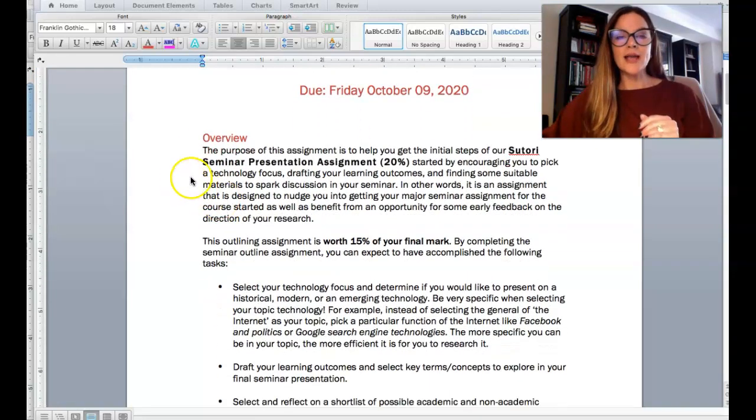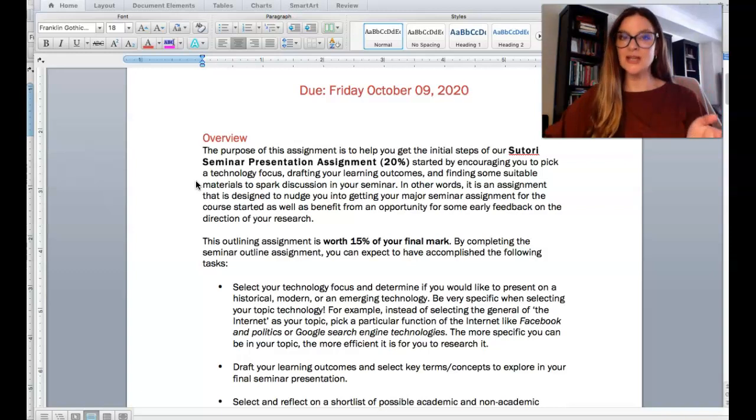So I start off by giving you an overview. That just lets you know that the Sutori seminar presentation and this outline are connected, and they are a rather large chunk of your final grade for this course. So I know for many of you, you want to do as well as you can. So understanding that these assignments are connected is a really good step in that direction.